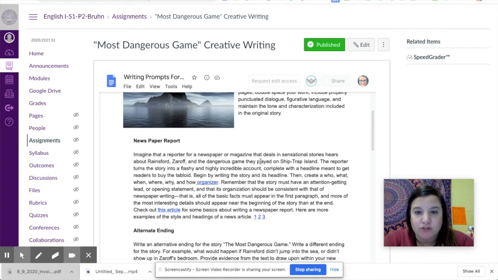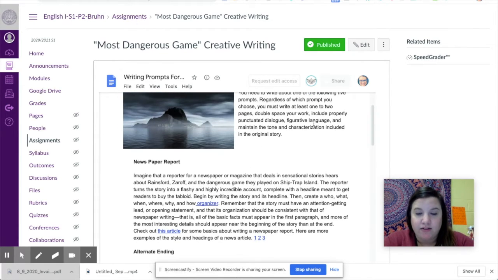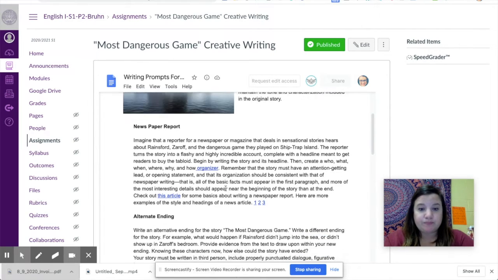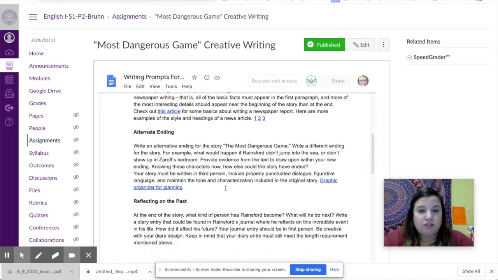Now remember that you do have to use dialogue and figurative language. So if you're going to choose the newspaper one, maybe you pretend that you interviewed Rainsford and you have some of his quotes of what he said about his experience or something like that. So make sure that you are still keeping in mind that you have to have dialogue and figurative language in there somewhere. The next option is an alternate ending.